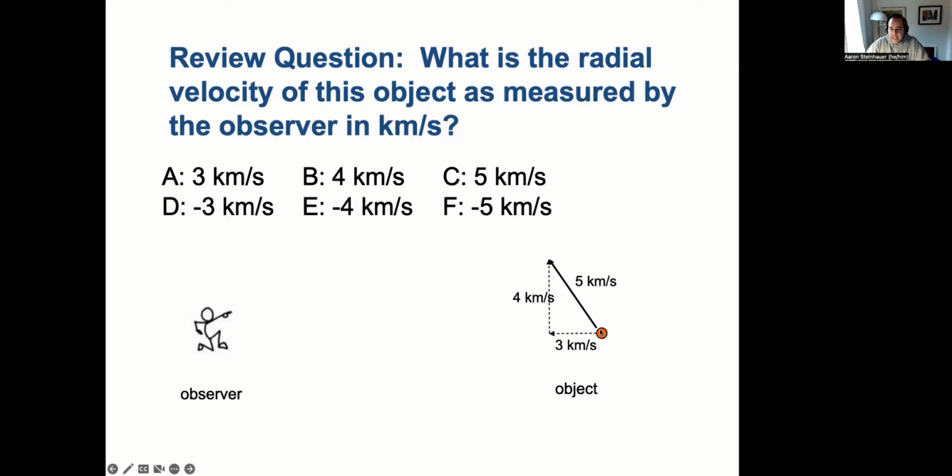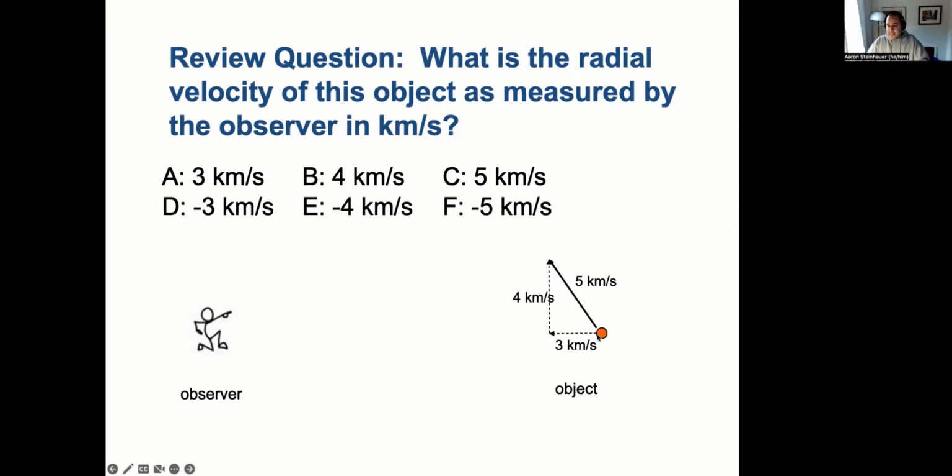We know that this object is moving at 5 kilometers per second, but much of that velocity is perpendicular to the line of sight. And that isn't measured in radial velocity. The radial velocity has no idea whether this object is moving transversely to the line of sight. The only thing that it can measure is the component of that velocity that is along our line of sight. And in this case, that happens to be 3 kilometers per second. So this person observes this object moving towards them at 3 kilometers per second.